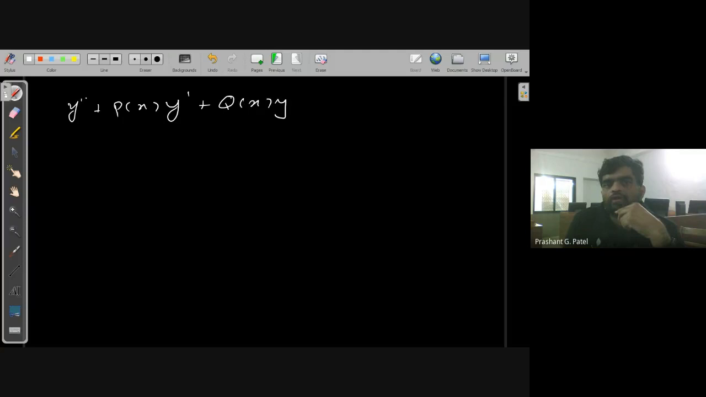Now, in the previous theorem, we concluded that if the indicial equation has two roots and the difference of those two roots is non-zero and not a positive integer, then you are able to write down two linearly independent solutions of the differential equation of this type, which has a regular singular point.